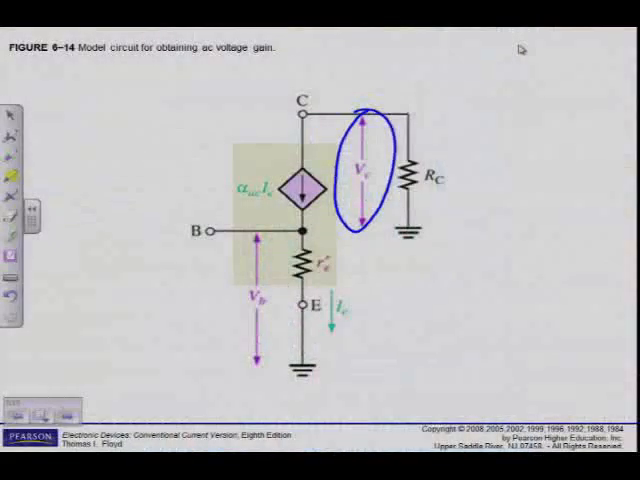But anyway, we can see that the AC voltage gain expression for the common emitter amplifier is developed using the model circuit in figure 6-14. The gain is the ratio of the AC output voltage at the collector, VC, to the AC input voltage at the base, VB. Remember, voltage gain is the ratio of the output voltage over the input voltage. I want to see how many times I amplify the input signal, which is VC over VB.